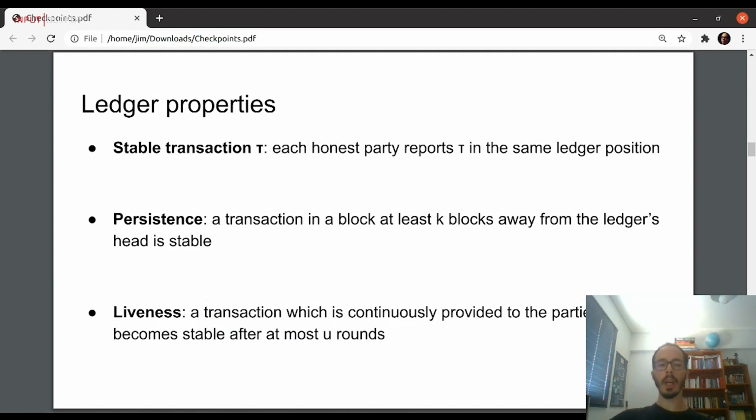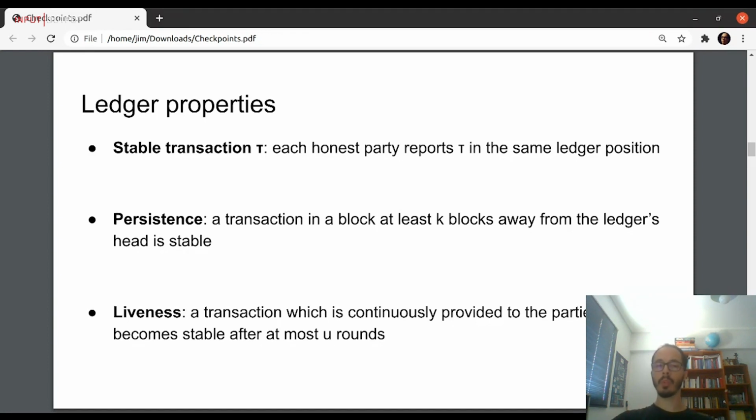So what are the properties that we want to guarantee, that we want to ensure for the ledger? So first of all, a stable transaction is a transaction which every honest party reports in the same position in the ledger. So for example, a transaction which is in a block near the beginning is a stable transaction, because everybody has the same chain and everybody reports it in the same position in the ledger.